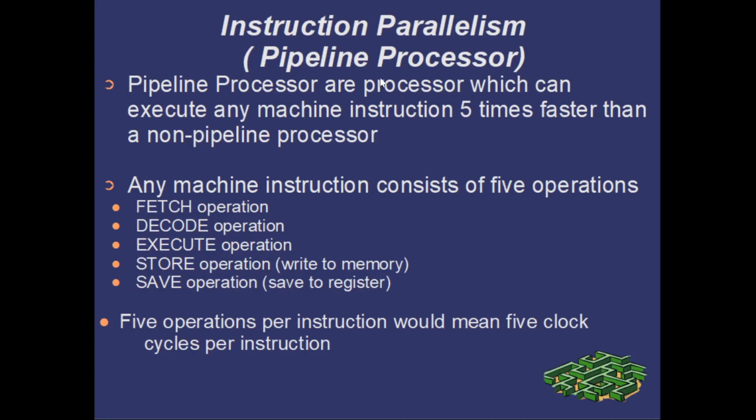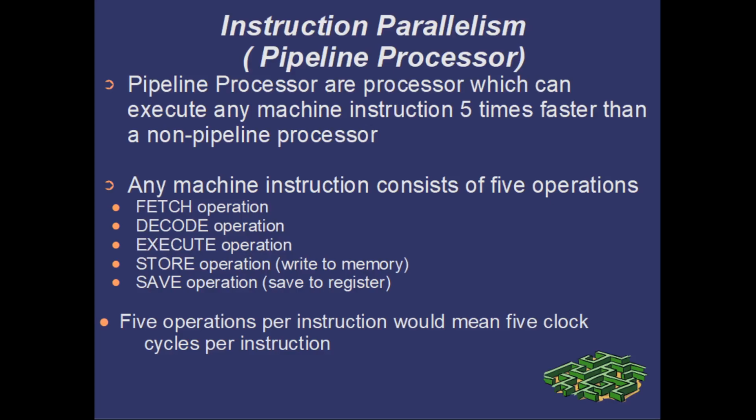So we spoke about instruction parallelism last time. We said pipeline processing. Every machine instruction goes through 5 steps: fetch stage, decode stage, execute stage, store and save. Fetch is getting your instruction and putting it into the register. Decode is trying to understand what the instruction is about. Is it an arithmetic logical instruction? Is it an instruction to print something on the printer? Decode can mean anything, right?